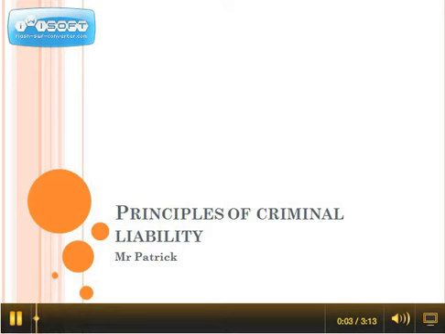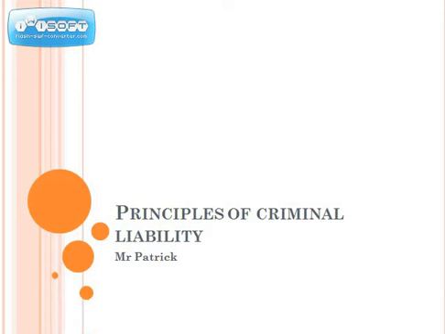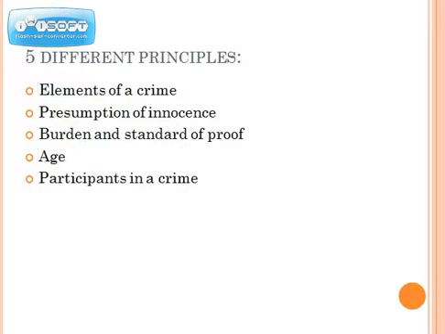Alright, so this clip's going to be looking at the different principles of criminal liability. There are 5 different principles of criminal liability, so when you get your criminal liability question in either your SAC or exam, these are the 5 different principles that you want to be focusing on and structuring your answers around. The first one is elements of a crime, presumption of innocence, burden and standard of proof, age, and participants in a crime. I'm just going to run through these 5 different principles and explain them a little bit more in depth.